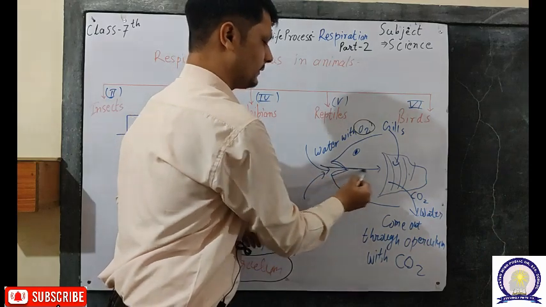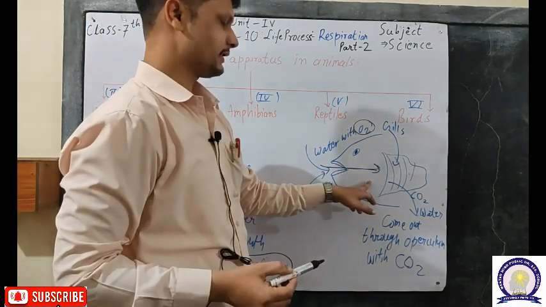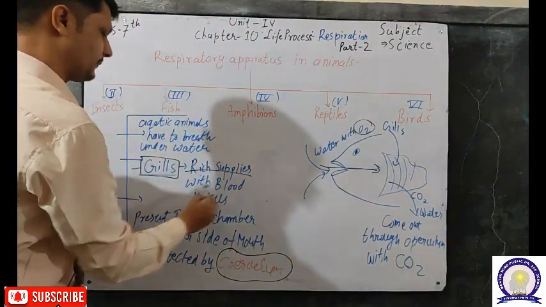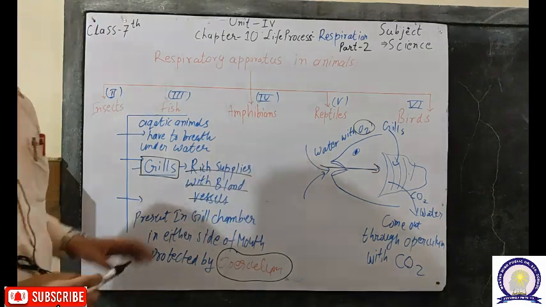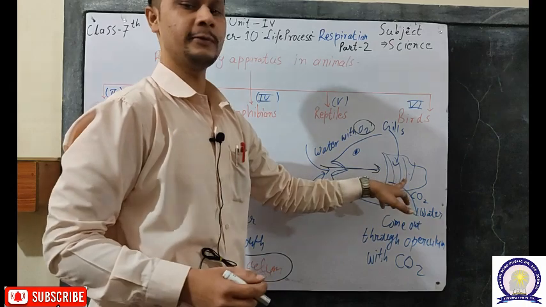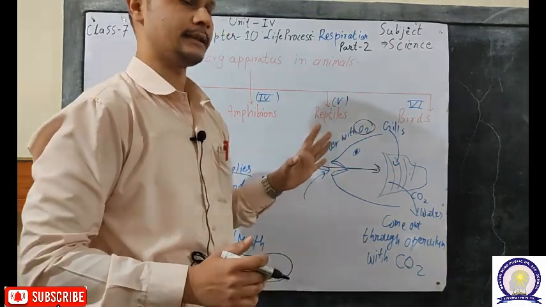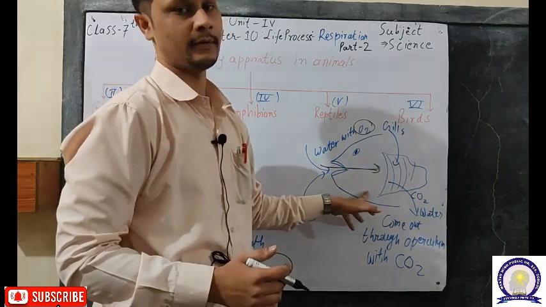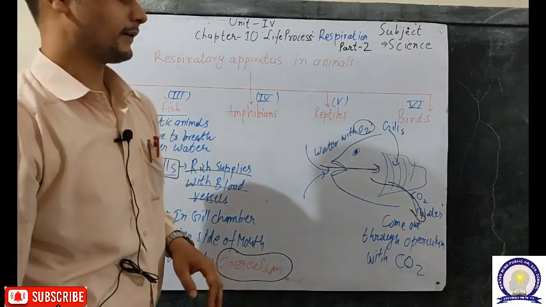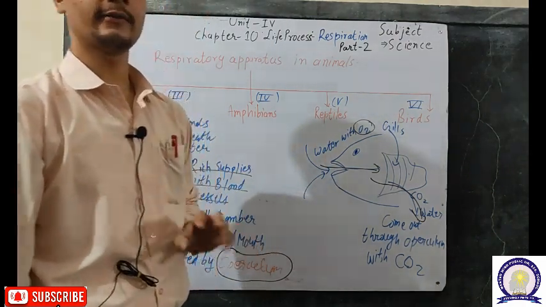Now the oxygenated water comes in the oral cavity, and this oxygenated water comes in contact with the gills, and gills are rich with blood supply, with blood vessels. That means the oxygen present in the water directly diffuses into the blood capillaries, and the carbon dioxide present in the blood is diffused into that water, and that water comes out from the operculum with the carbon dioxide and leaves the body of the fishes.